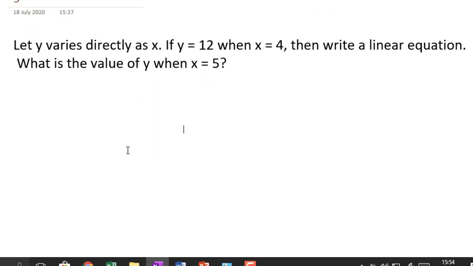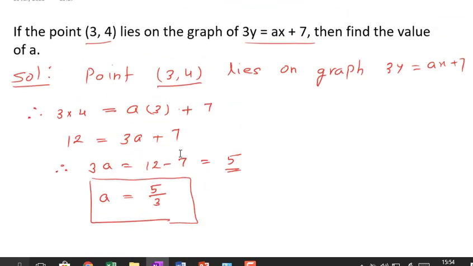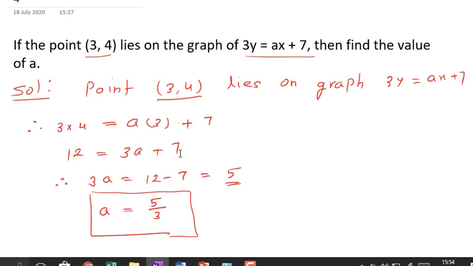Now next question. So this question is simple. I hope you all understand. This point is on this graph. So you have to find this unknown a. What you will do, as this point is on this graph, this point will satisfy the equation of the graph. Satisfy means I can put the value of x as 3 and the value of y as 4, and 3y will be equal to ax plus 7.